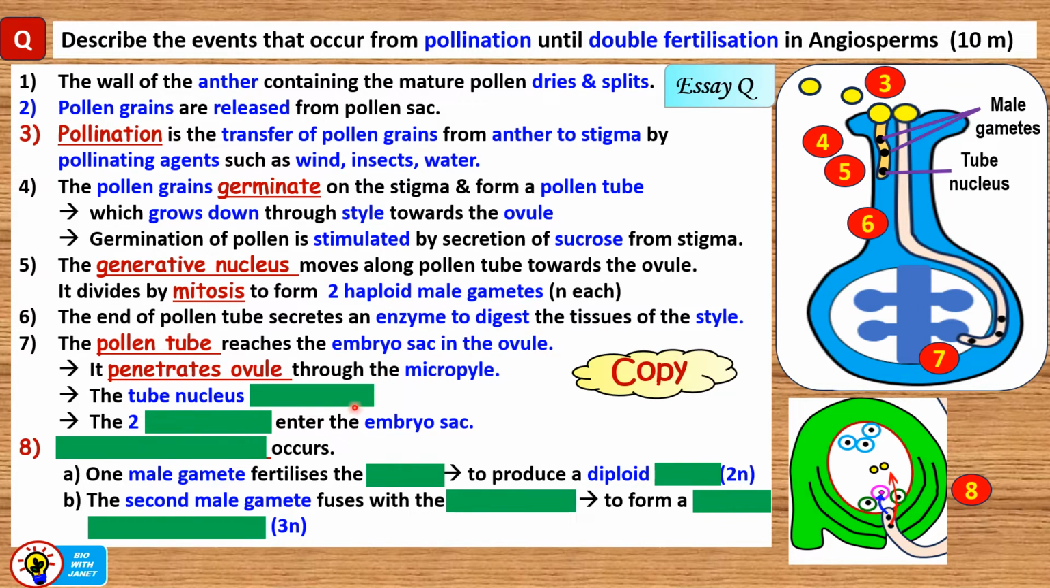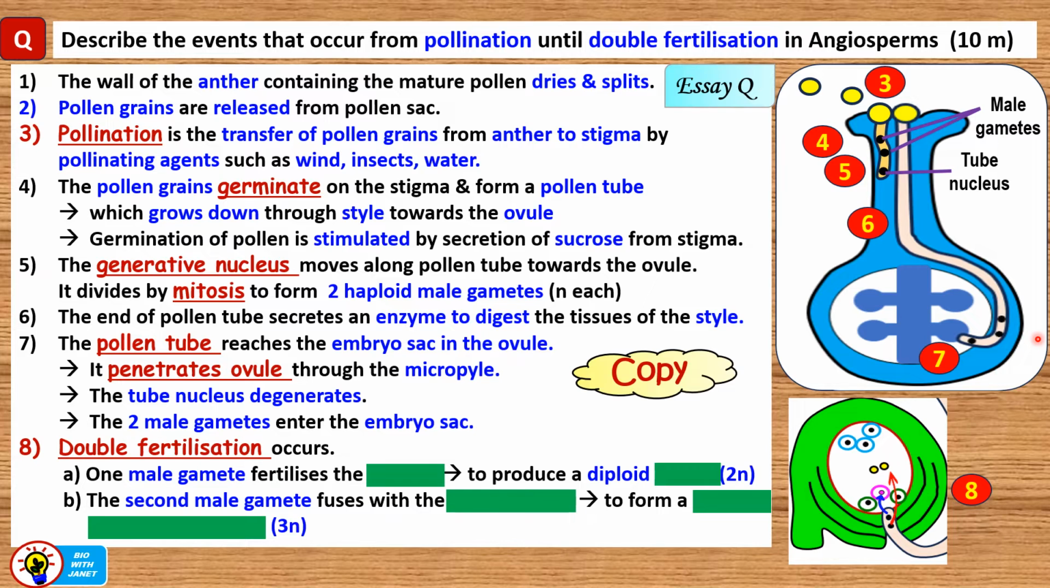Micropyle. Then the tube nucleus. What happens to the tube nucleus that was leading the way? It degenerates. The two male gametes then enter the embryo sac. The two male gametes here will enter the embryo sac. Now, what process occurs next? Number 8.